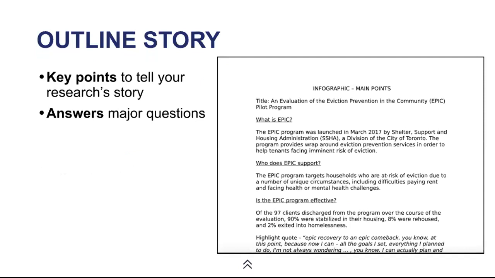So now I'll dive into how we actually do the work. Here's an example of how we might outline a story working with a researcher. We ask researchers to help us identify the key points in the research to help us tell their story. We ask them to also answer major questions about the work. So what is the program? Who does the program support? Is the program effective? Because we know the audience might be asking these questions as well. So we want to use that to help us create the content.